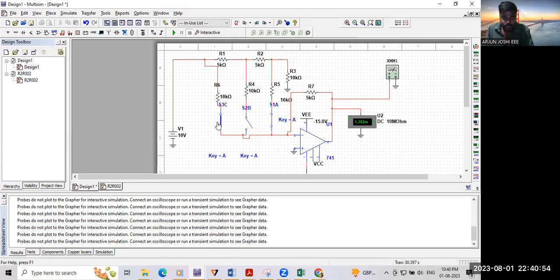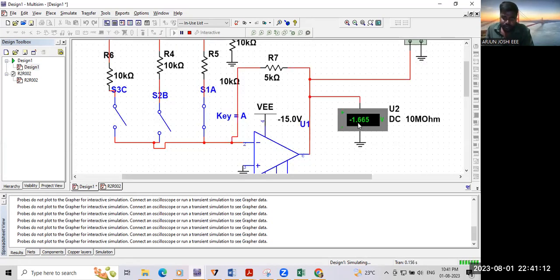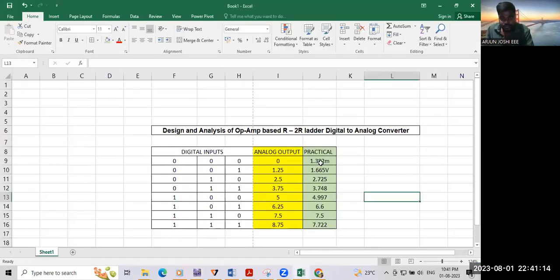Run. What is the output? 1.66. Here a minus sign is shown because I connected the input to the inverting terminal, so you can neglect it. Here you need to write 1.665 volts. For 000, it is 1.38 millivolts, approximately equal to 0. For 001, it shows 1.665.